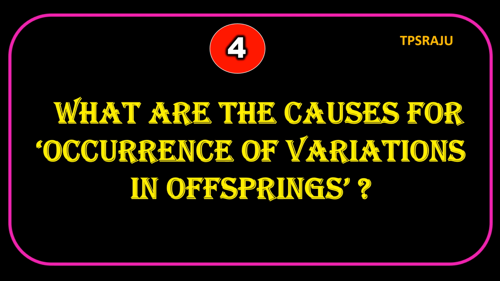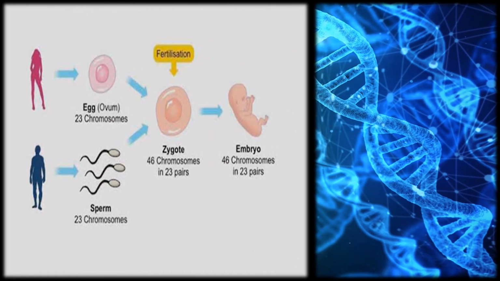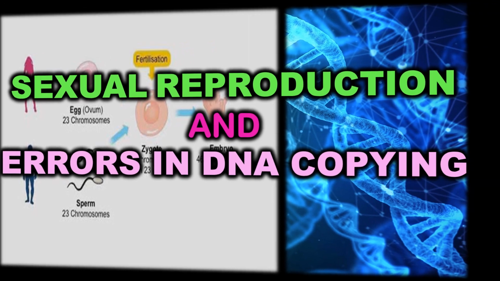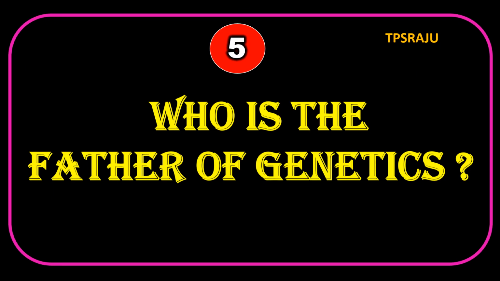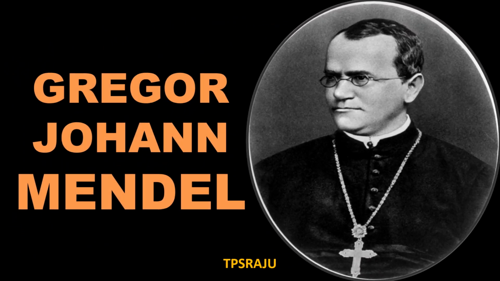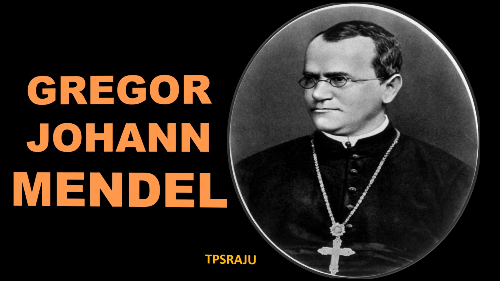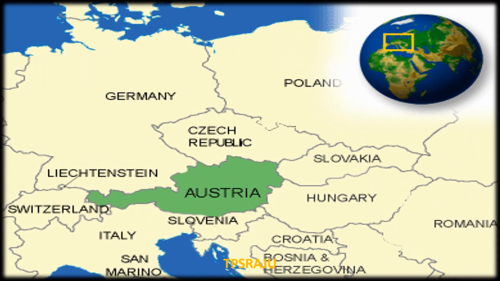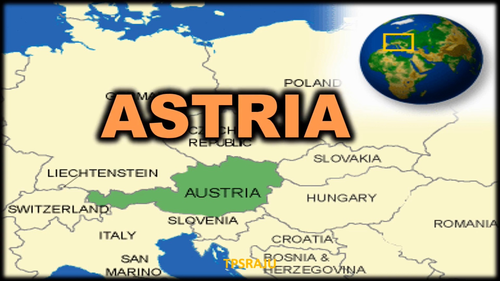What are the causes for occurrence of variations in offsprings? Sexual reproduction and errors in DNA copying. Who is the father of genetics? Gregor John Mendel. Mendel belongs to which country? Austria.